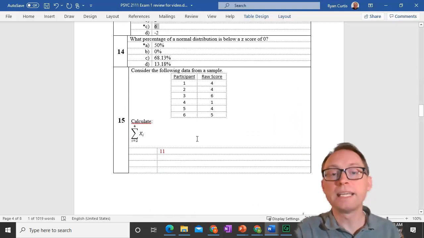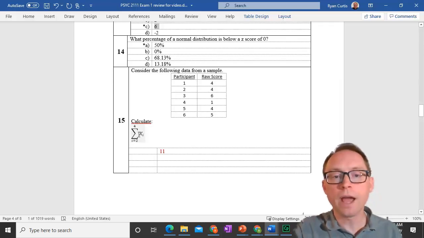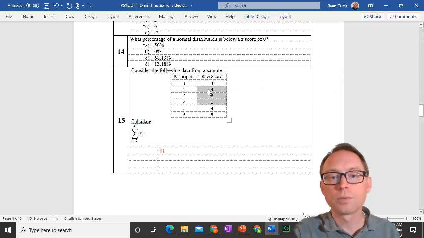Number 15. For the following data, we need to do this equation right here. Give me the sum of x when we start with participant number 2 and end with participant number 4. What you see right here is the uppercase sigma, the sum of x sub i. Sub i means for the individuals, right? Down at the bottom, we start with individual number 2, and at the top, end with individual number 4. So it's just saying add up the scores for individuals 2, 3, and 4. 4 plus 6 is 10, plus 1 is 11.